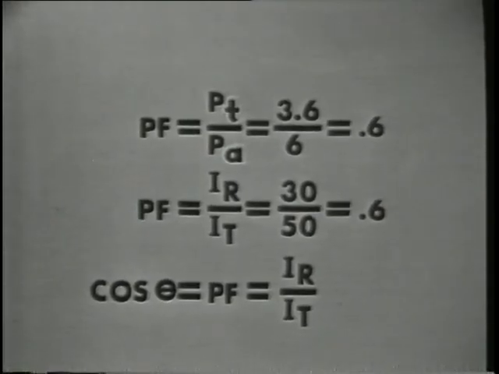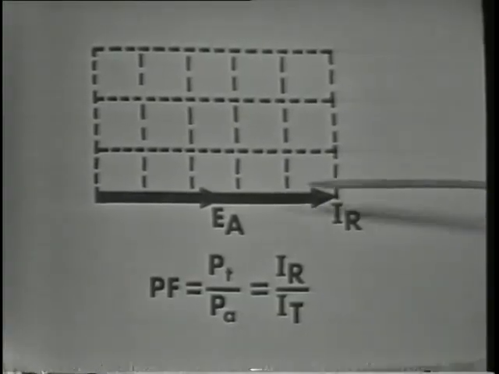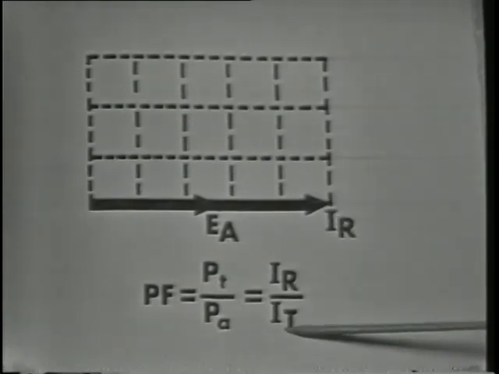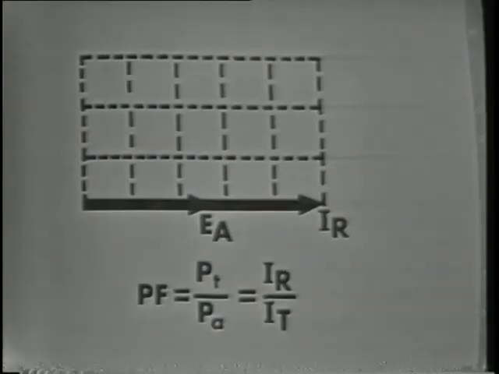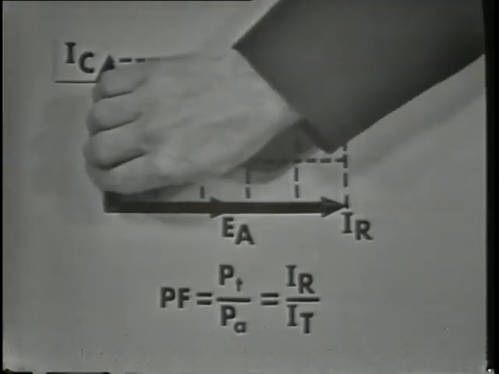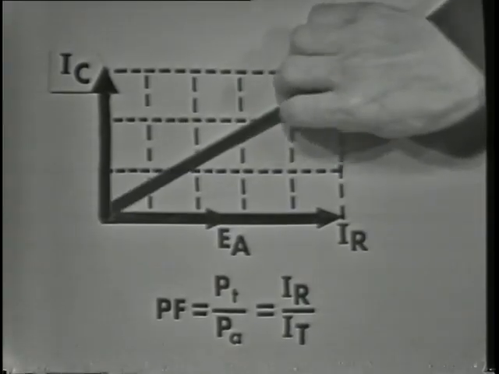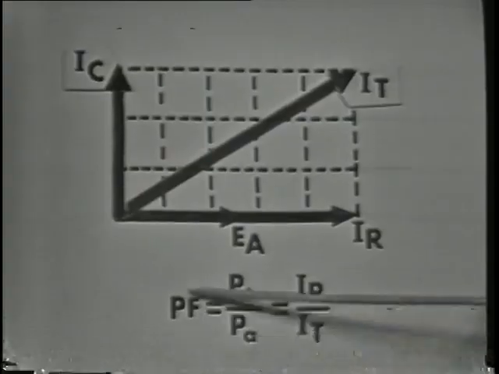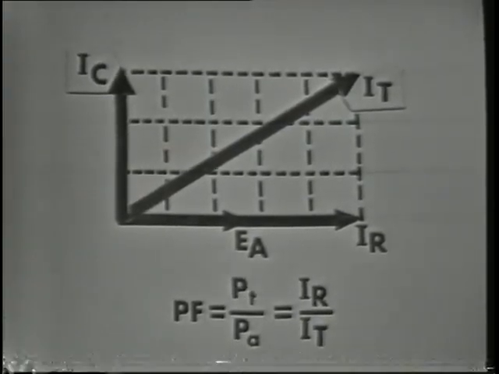And now we can see how the phase angle will influence the power factor, or influence the efficiency of our circuit. For example, if the circuit were purely resistive, the power factor would equal 1, because IR would equal IT, and the true power would equal the apparent power. But if a reactive current were introduced, or if the reactive current were increased, then total current would increase, angle theta would increase, and the power factor would decrease. Of course, apparent power would increase also, causing the power factor to decrease.